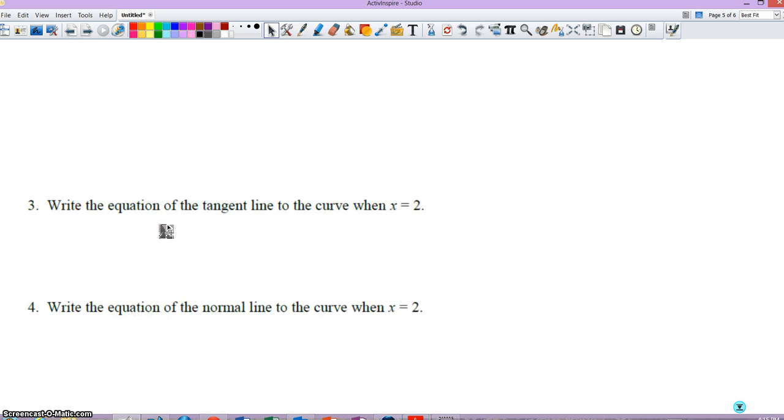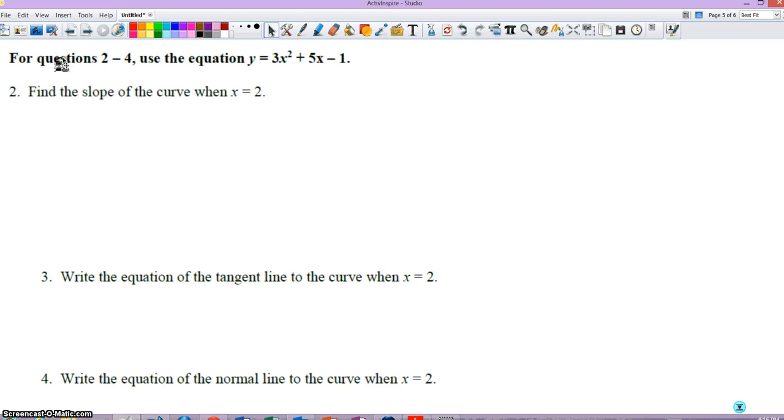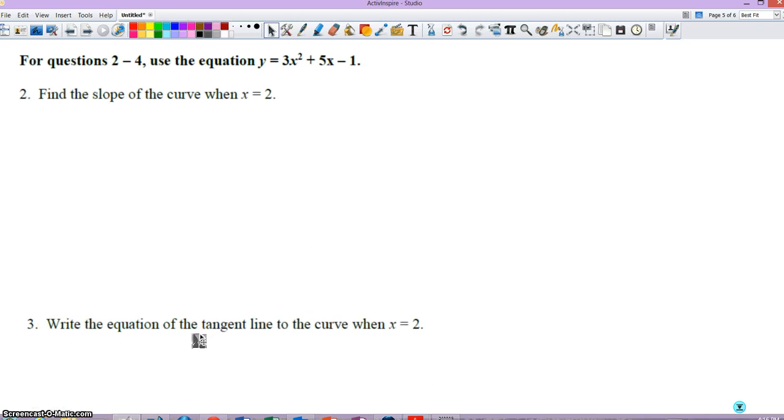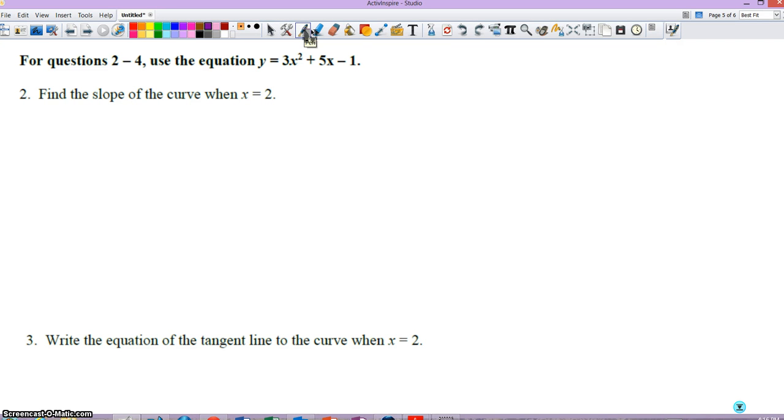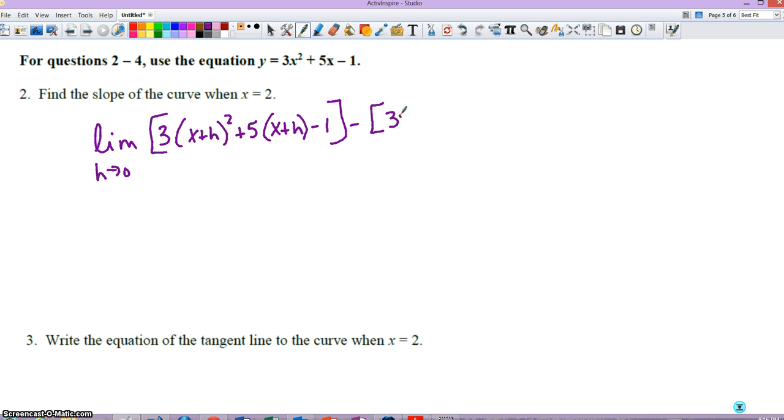Write the equation of the tangent. Oh, okay, here's the problem. Oh, this is ugly. Find the slope of the curve when x equals 2. So I need to find the slope, so that means I need to find the limit as h approaches 0 of f of x plus h, so I'm putting an x plus h in everywhere there's an x, plus 5 times x plus h minus 1. So this whole thing minus f of x, 3x squared plus 5x minus 1, over h.